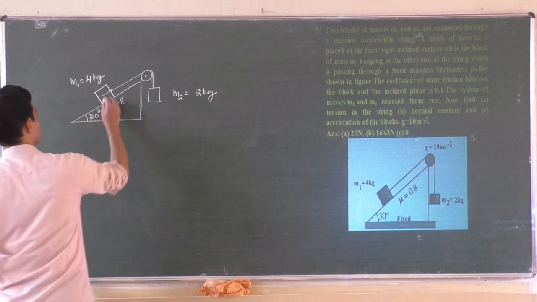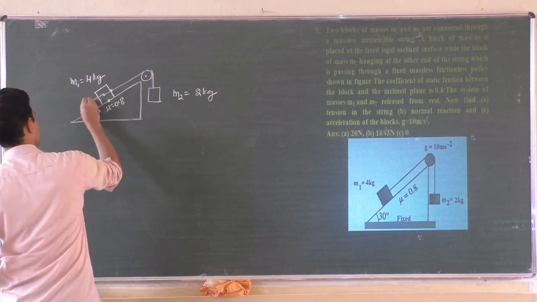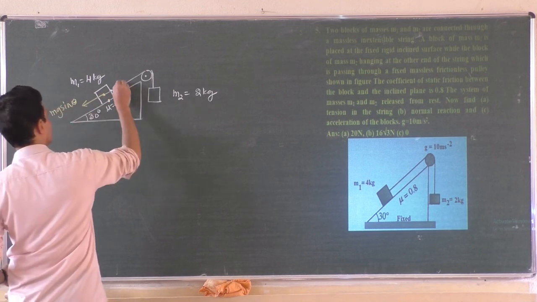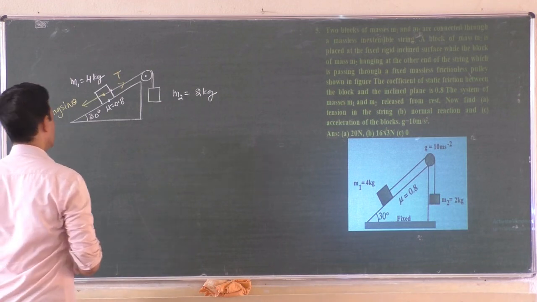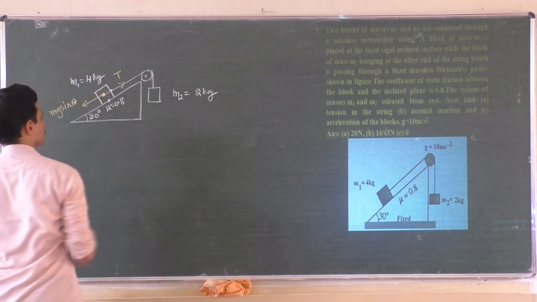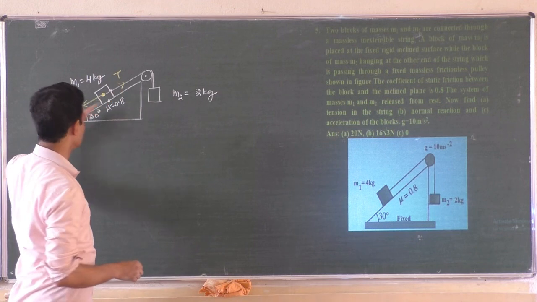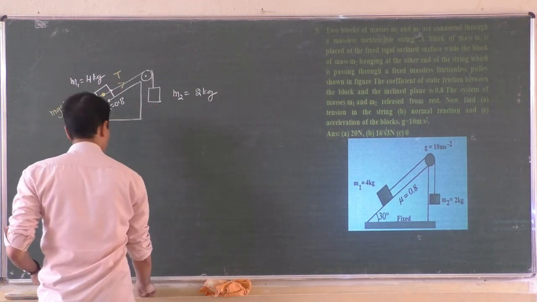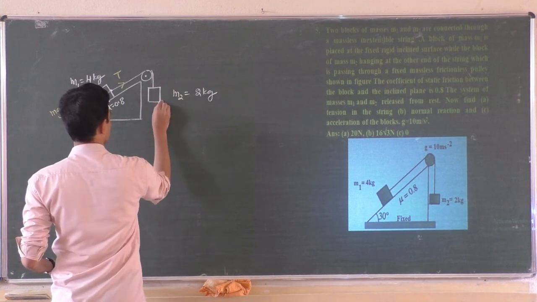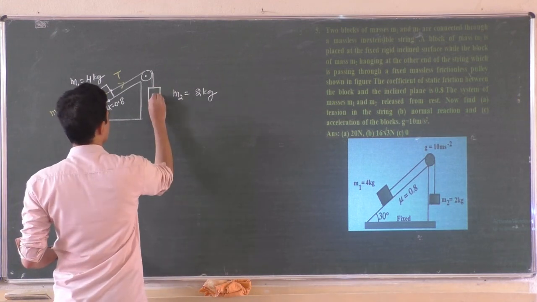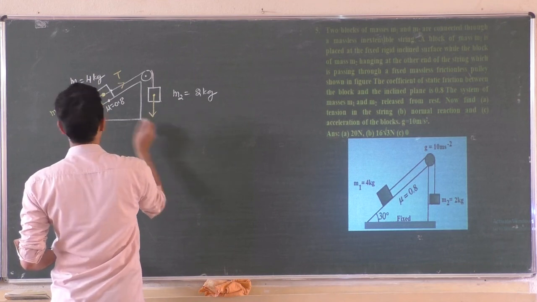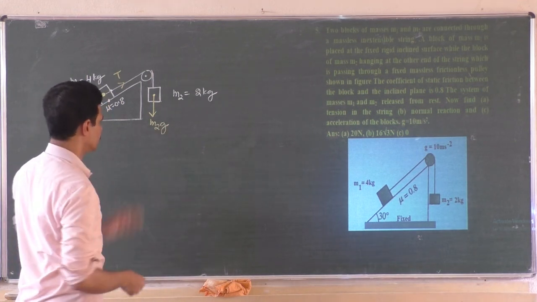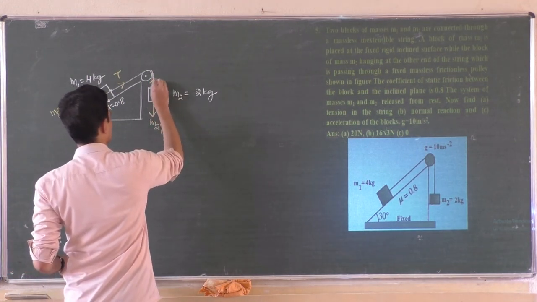One force on the block M1 is m1 g sin theta, pulling it downwards. There is a tension, and we don't know the direction of the friction, whether it is in this direction or this direction. That we have to see. What is the weight of this block? The weight of the block is vertically downwards. This is m1 g sin theta, this is m2 g. Here sin theta does not come because it is vertically downwards, and that puts another tension over this.